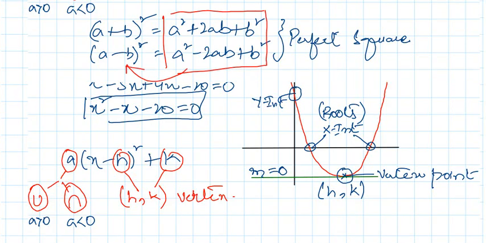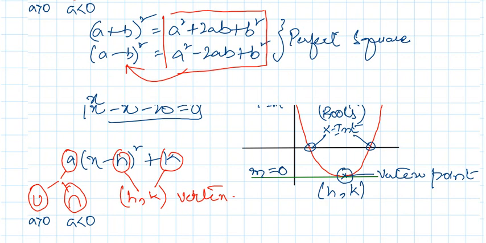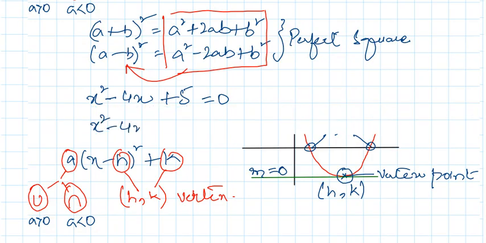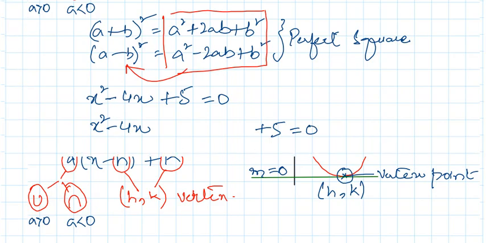For example, we have x square minus 4x plus 5 equals to 0. I want to change this form into the vertex form. So the very first thing is x square minus 4x. Forget about 5. There is no 5 in this question. Assume for a minute there is no 5 in the question. Now we can compare this x square minus 4x with a square minus 2ab. I can see that the value of a is x.